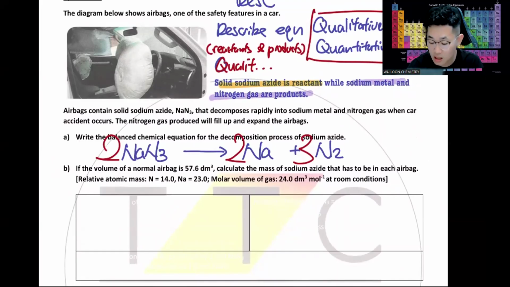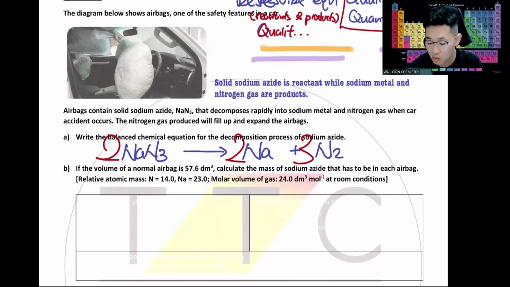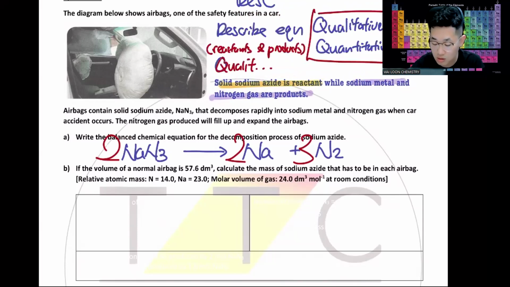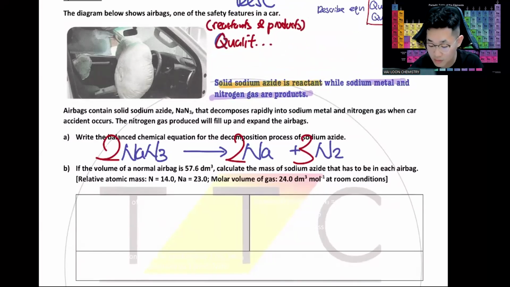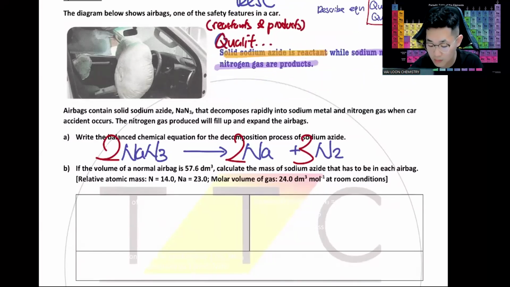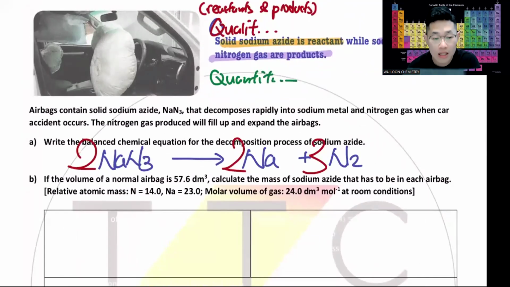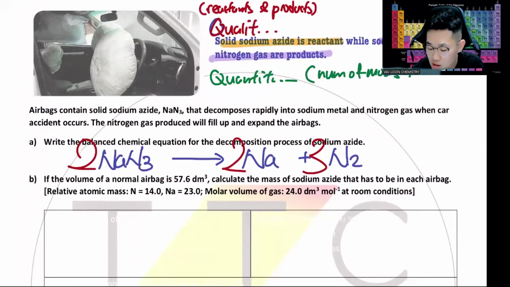And then for quantitative, quantitative is like quantity. You have to tell me the number of moles. So that's the difference. You did put in some numbers to balance the equation just now, right? So you have to tell me those numbers. This is how you write the answer.